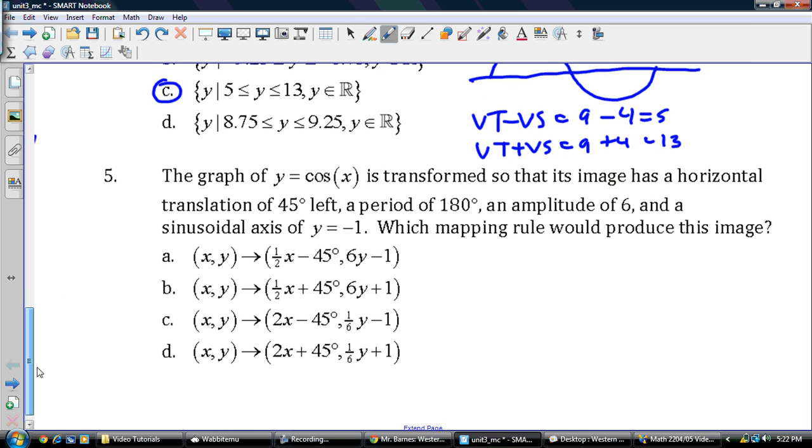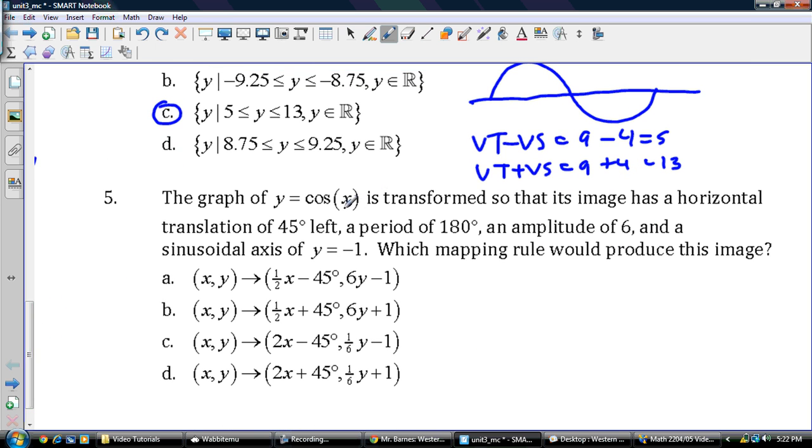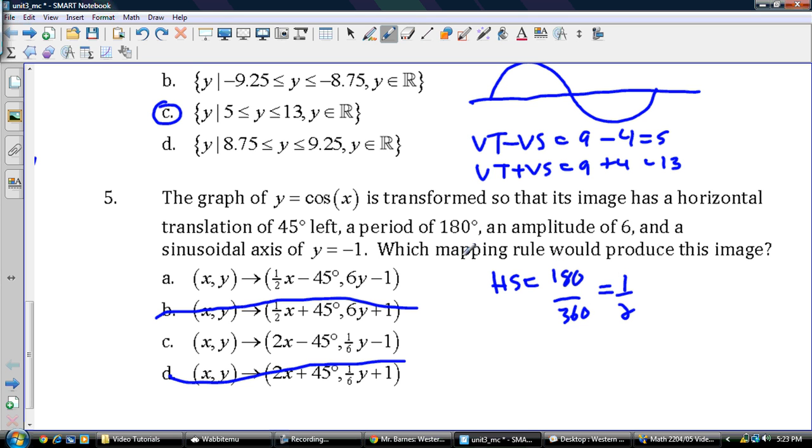Next one. We have the graph of y equals cos of x transformed so that the image has a horizontal translation of 45 left, so that would be negative. So we're looking for a negative horizontal translation here. So this one is gone, and this one is gone. It has a period of 180, so that makes my HS 180 over 360, which is 1 over 2, and that's 1 over 2 here.